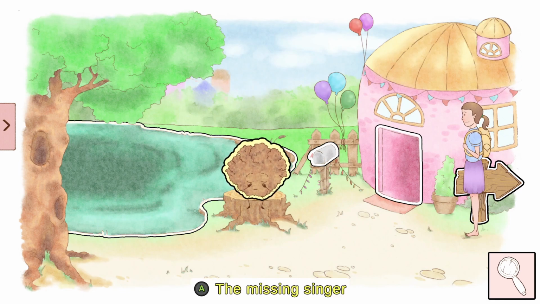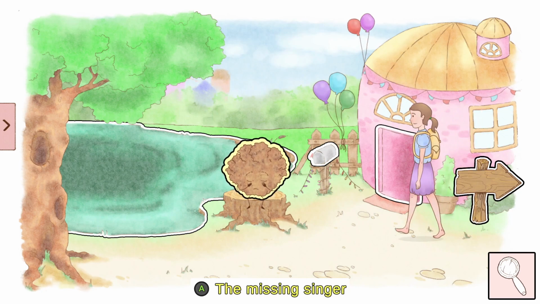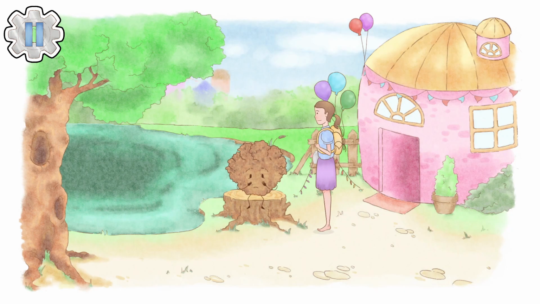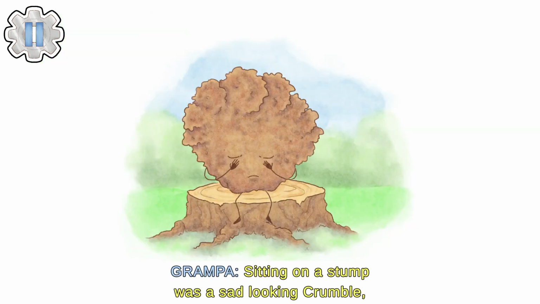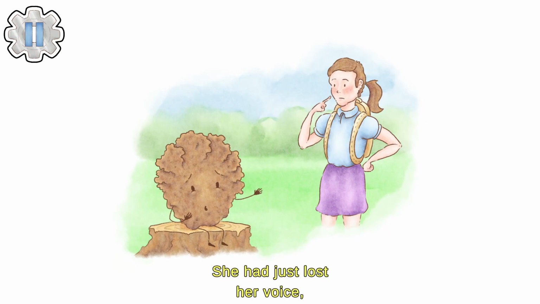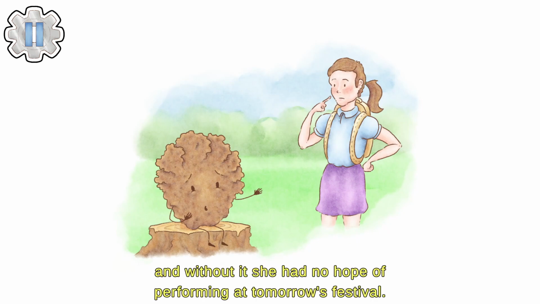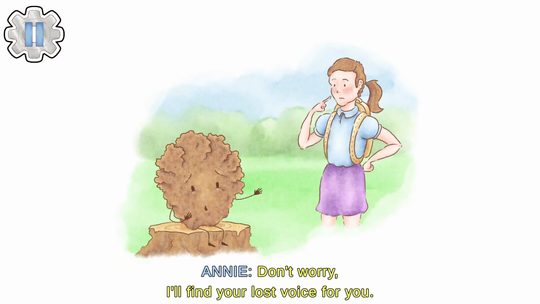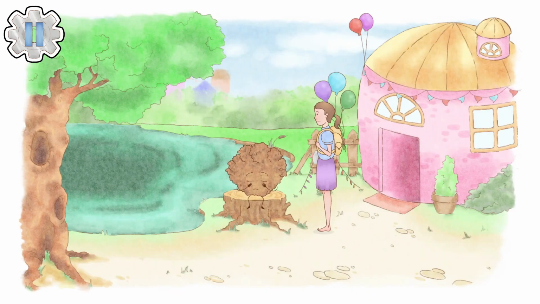The missing singer. And what favor do you require of us, missing singer? Sitting on a stump was a sad-looking Crumble, covering her face with her tiny hands. She had just lost her voice, and without it, she had no hope of performing at tomorrow's festival. Don't worry, I'll find your lost voice for you. A small pink wispy creature emerges from a hollow in the tree and begins to glance side to side.